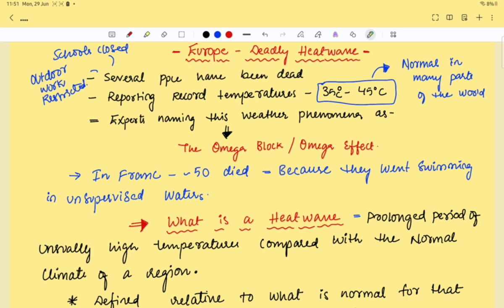And if you see the current situation of Europe, schools were closed and outdoor work is also restricted. Even in France, Spain, Italy, Germany, and parts of the UK and other parts of Europe, schools were shut and authorities have issued red alerts.